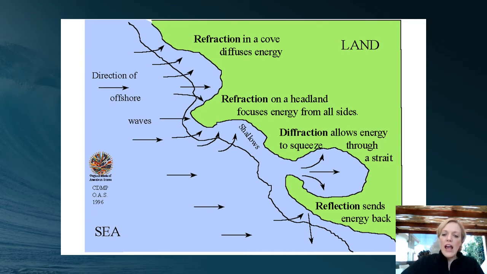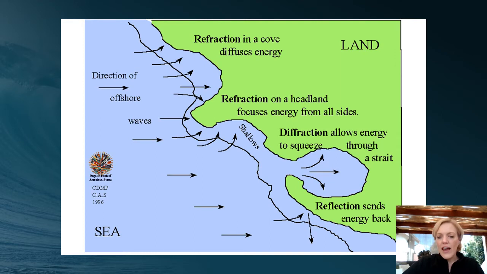So let's look at this reflection example here. The wave enters, it refracts a bit because there's some bending, because it is moving from deep to shallow. Then as it refracts, it's hitting the shoreline and it is reflected back to the medium. It's reflected back to the medium at a different angle. Okay, so reflection sends that energy back.